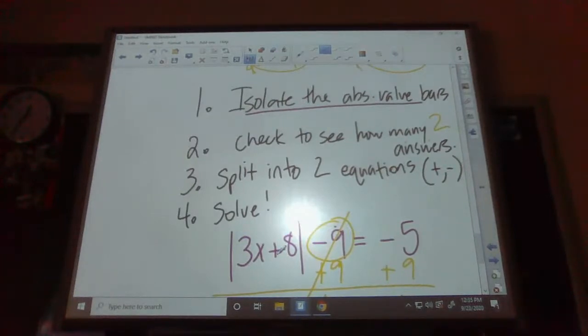Step 2, once we had it isolated, we could check and figure out how many answers we would have. Step 3, we would split it into 2 equations, positive and negative. And then finally, step 4, we would solve it.